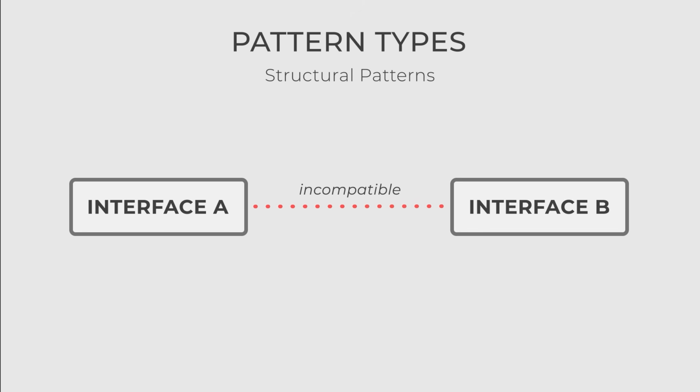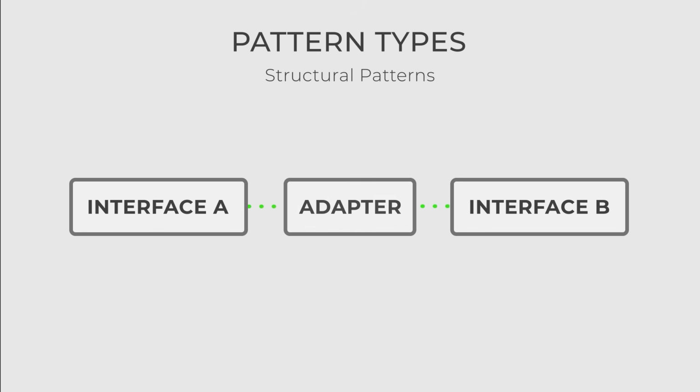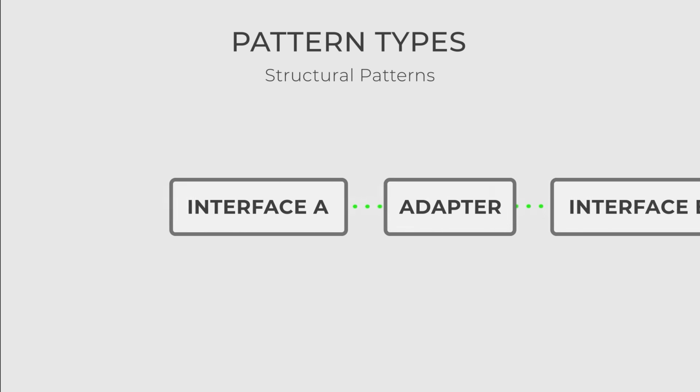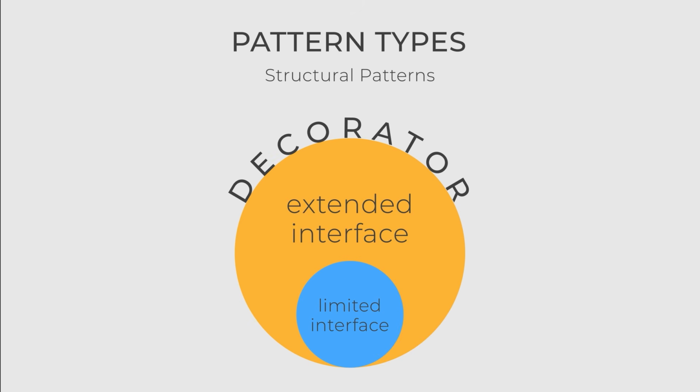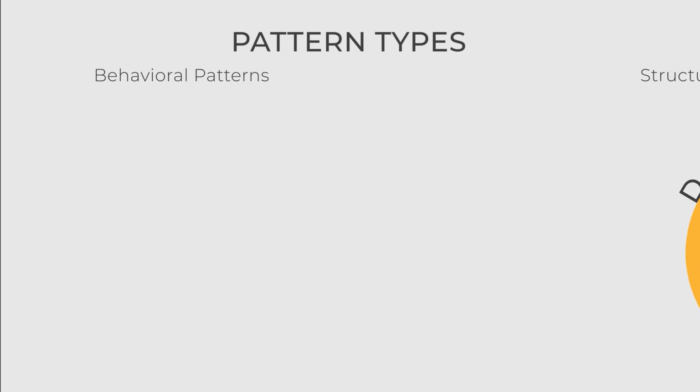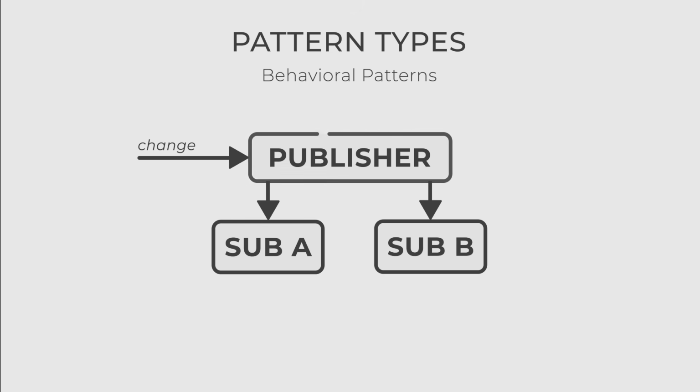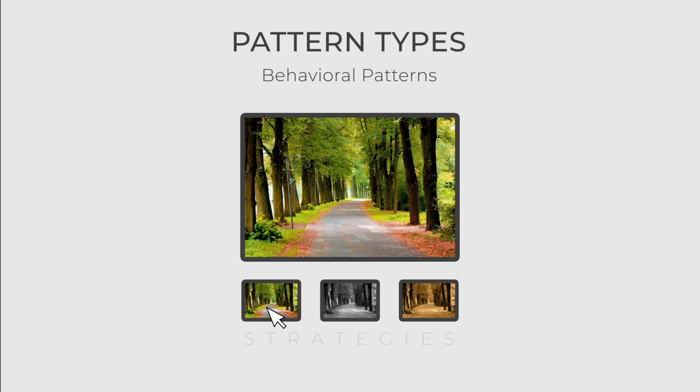Examples include an adapter pattern, which allows incompatible interfaces to work together, and a decorator pattern, which lets you add new functionalities to things by wrapping them. Behavioral patterns are all about communication between objects, defining how they collaborate. The observer pattern lets one thing notify others about the state changes, while the strategy pattern allows you to define a family of algorithms and make them interchangeable.